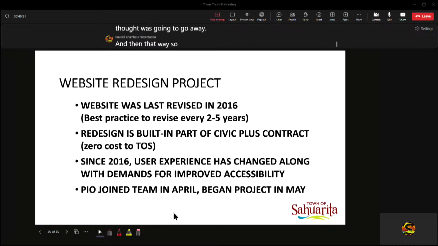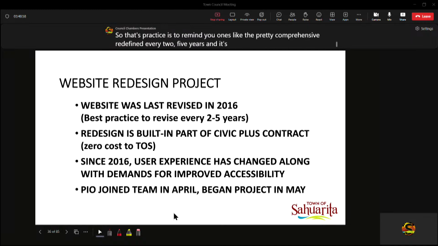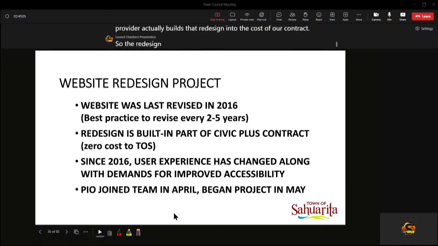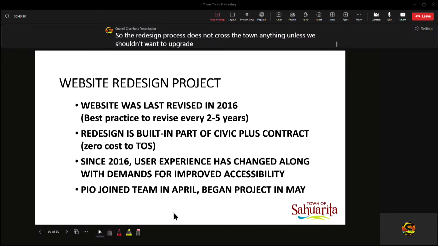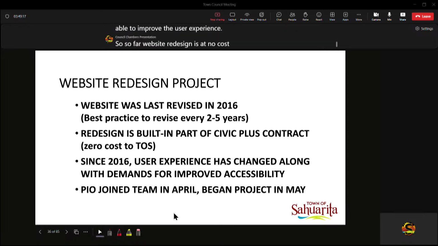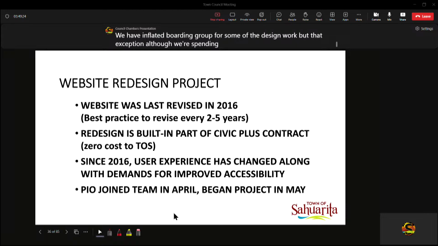So best practice is to revise your website with a pretty comprehensive redesign every 2 to 5 years. And it's so standard that our website provider actually builds that redesign into the cost of our contract. So the redesign process does not cost the town anything unless we want to upgrade certain elements like searchability to improve the user experience. So far, the website redesign is at no cost to us. We have employed Gordley Group for some design work, but with that exception, all the work's been done in-house, and I think it's pretty exciting so far.